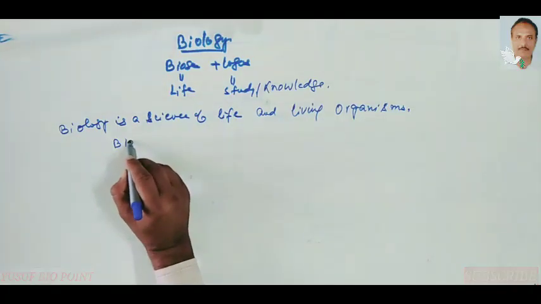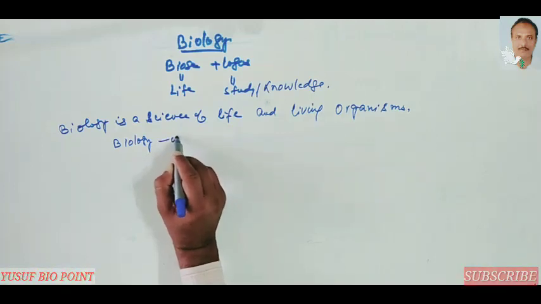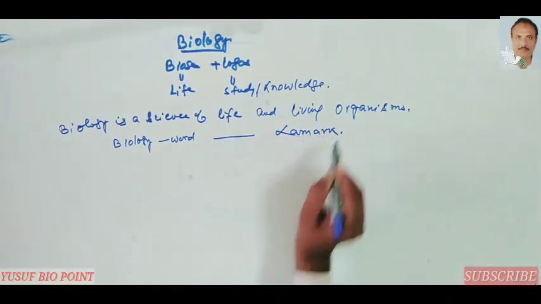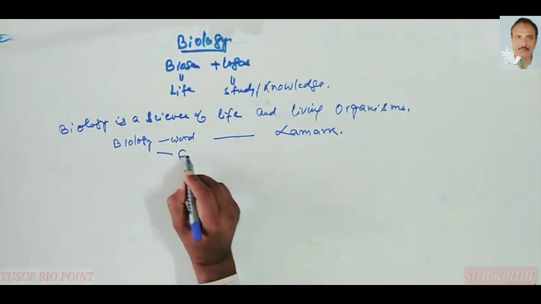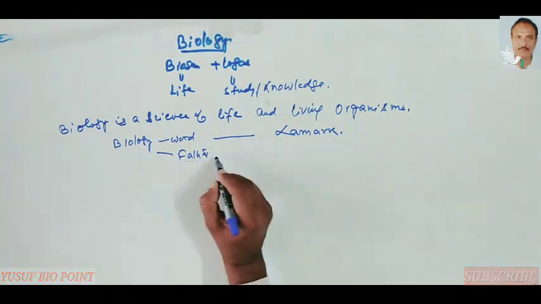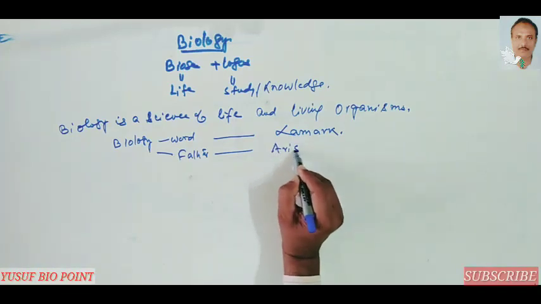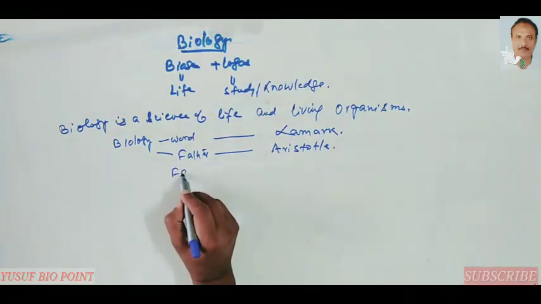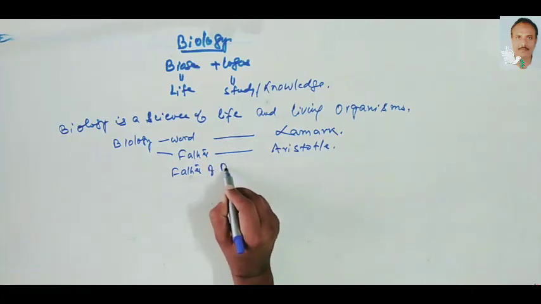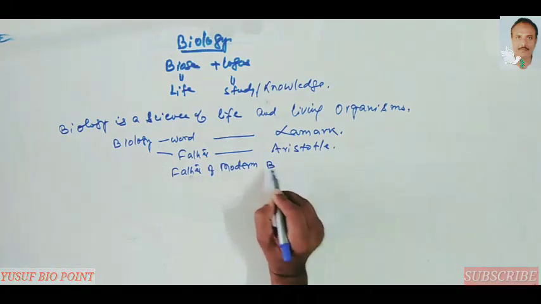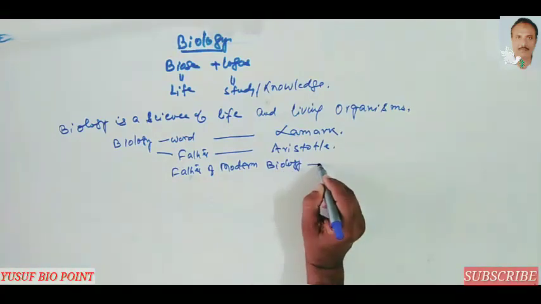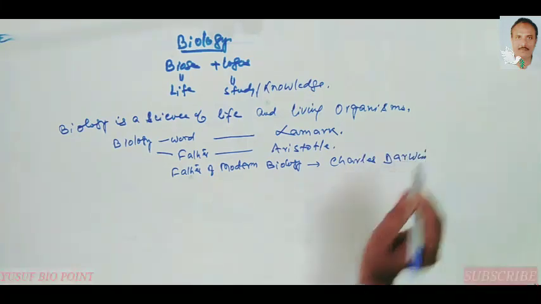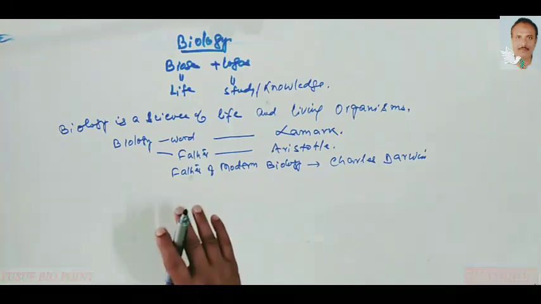This word biology was first used by Lamarck, and the father of biology is Aristotle, and the father of modern biology is Charles Darwin. So this is something about biology.